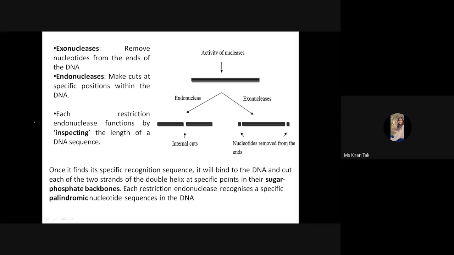Restriction endonucleases inspect the length, recognize a specific sequence, and then cut it into small fragments. What they do is break the sugar-phosphate backbone between two sugars. They actually recognize a specific sequence, that is, palindromic sequences.